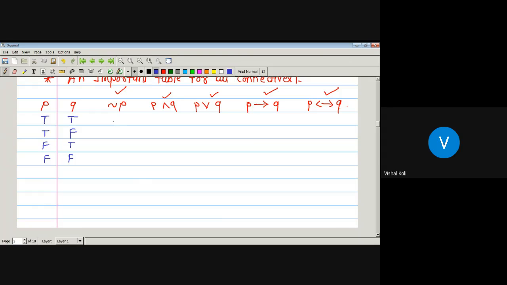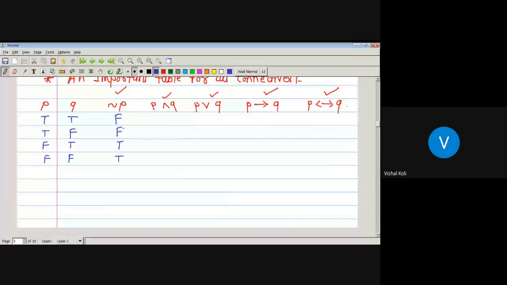Negation of P काय येईल? पहिली व्हॅल्यू ट्रू आहे, ट्रूचं निगेशन काय असेल? F. Negation of true again F. Negation of F which is true, and negation of F which is true. So this will be the negation of P.